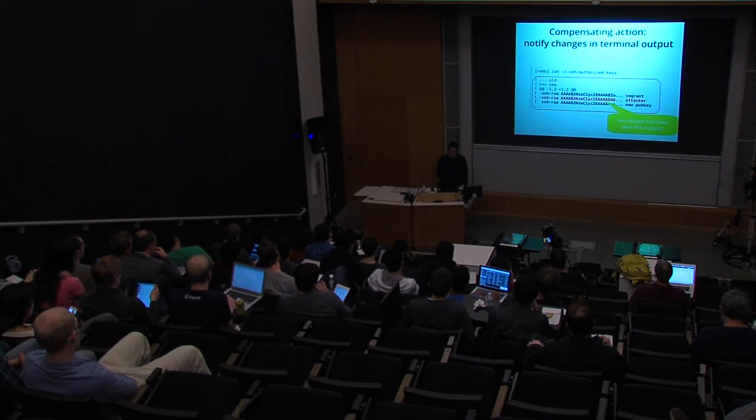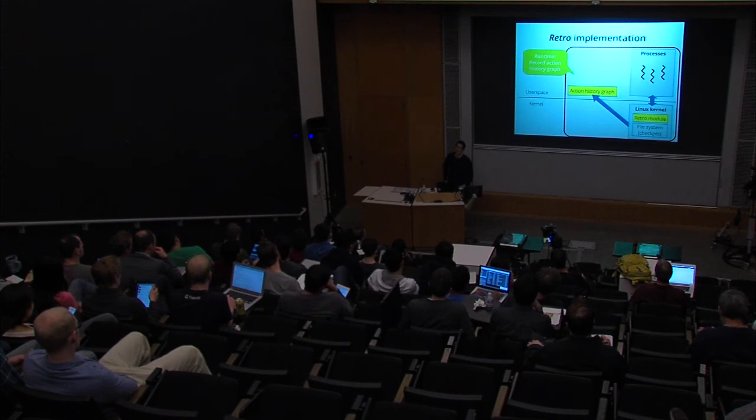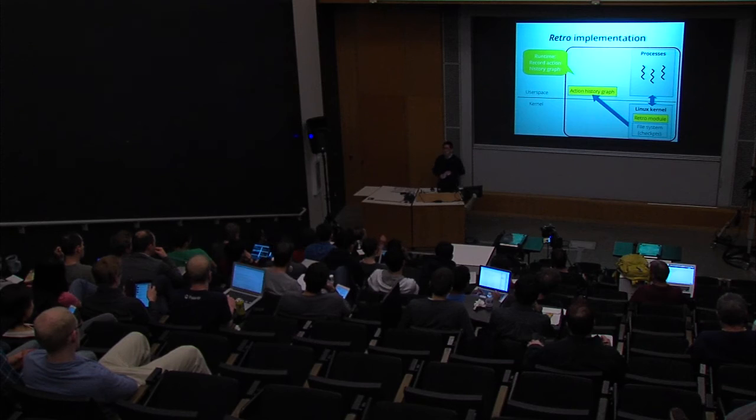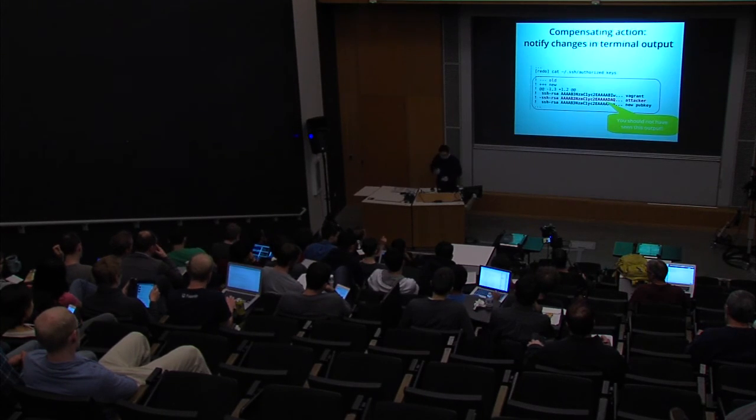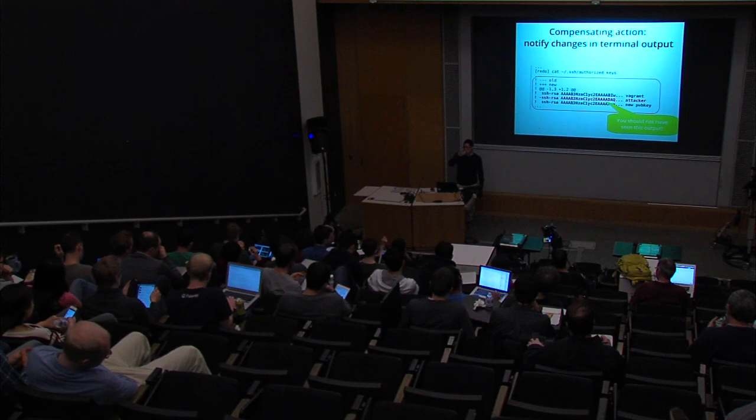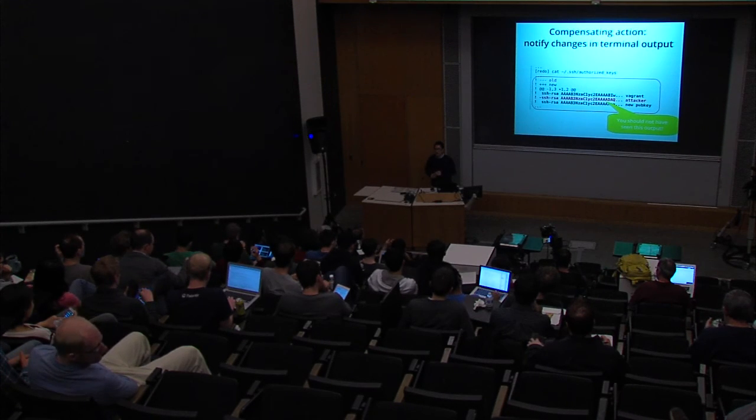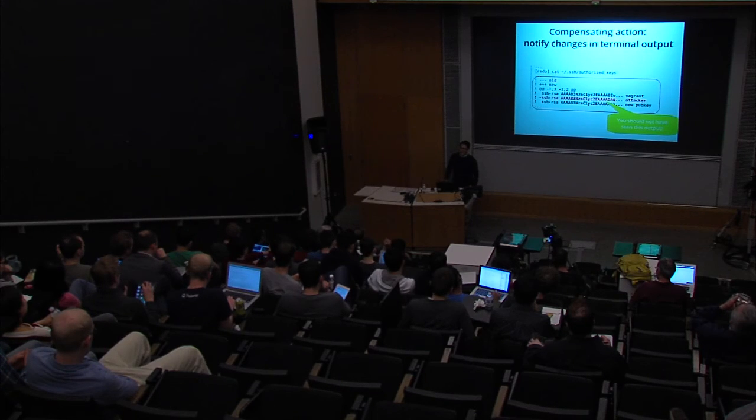Let me quickly talk about our implementation. Retro consists of two components. Yes? So just a little bit of clarification. If the system administrator happened to log into the attacker's account, then presumably everything that they would get after that would be tainted. Yeah. And then you'd be dead, right? Yes. That is another external dependency you have to resolve.